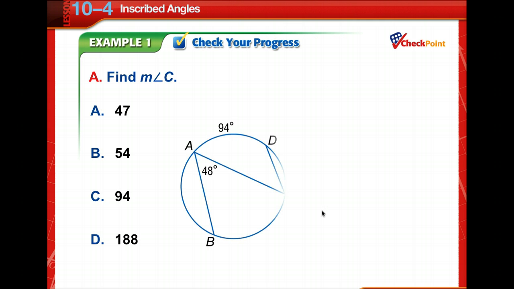So let's check your progress. Pause the video for a moment and then come back and check your answer. Very good. We know that the measurement of angle C is half of 94. How about finding the measurement of arc BC? Pause the video and come back and check your answer. Very good. We know that the measurement of this arc is twice the measurement of that inscribed angle. Excellent.